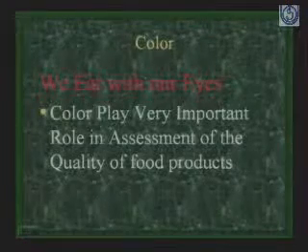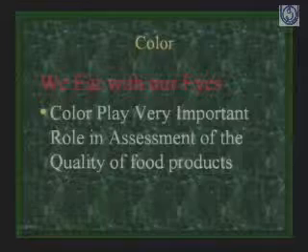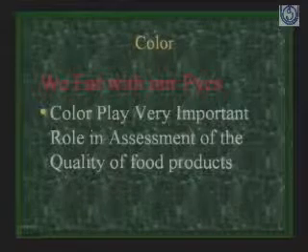If you categorize the analysis of different food products, they are mainly physical, chemical and microbiological. One important parameter is also the sensory evaluation, which comes under the physical parameters. Now if you are going to buy any food product, our sense organs, which we call indriyas, play a very important role.